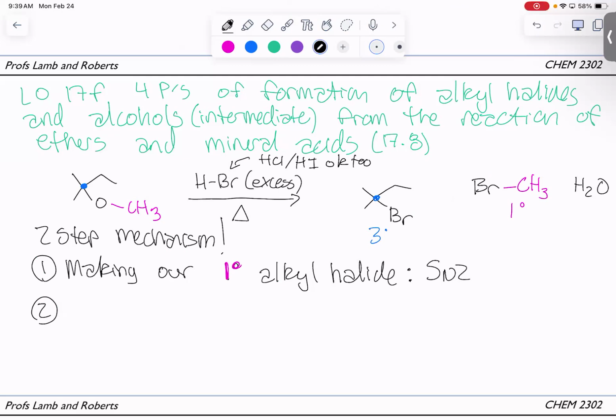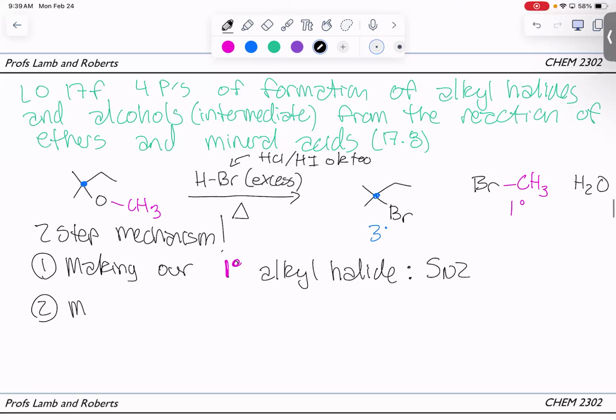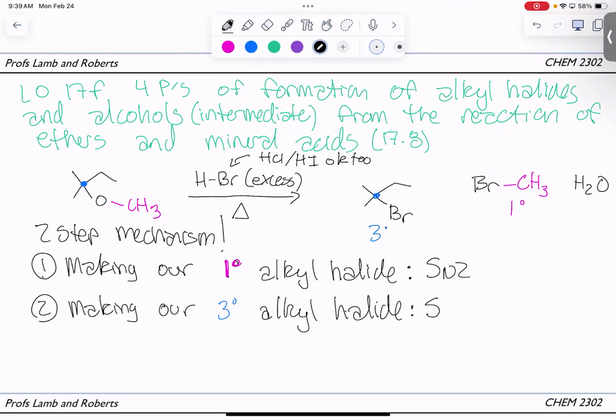The second part of our mechanism, now we're going to generate an alcohol from this first step. And when we're making our tertiary alkyl halide, we're going to use an SN1 mechanism. All right, ready for those two steps? Let everyone finish catching up, right?